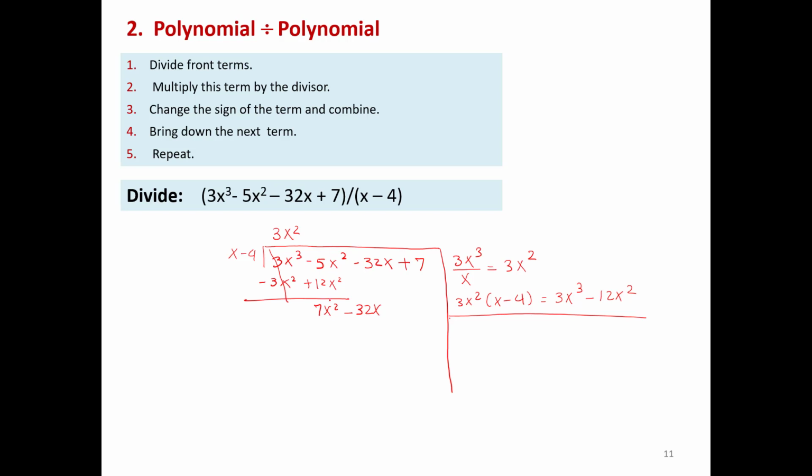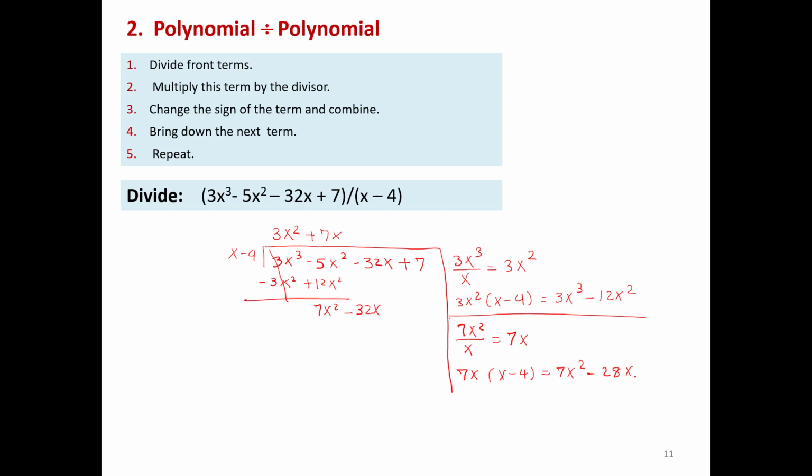Divide the front terms. They are 7x to the second divided by x. 7 divided by 1 is 7, x, 2 minus 1 is 1, then it's 7x. We write this one here. Now we multiply 7x times x minus 4. As we did before, we multiply this number by the divisor. 7x times x is 7x to the second. Positive times negative is negative, 7 times 4 is 28x.